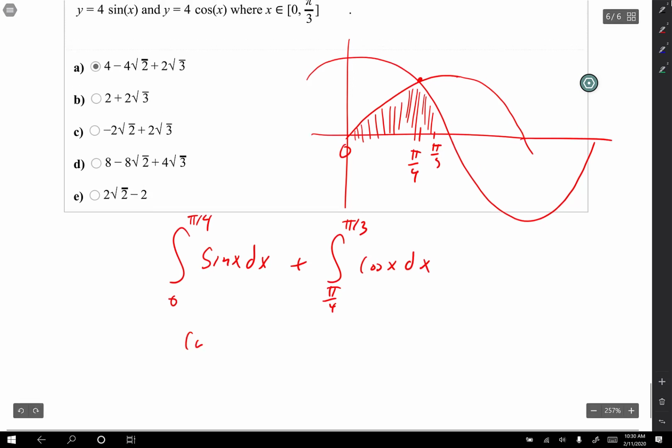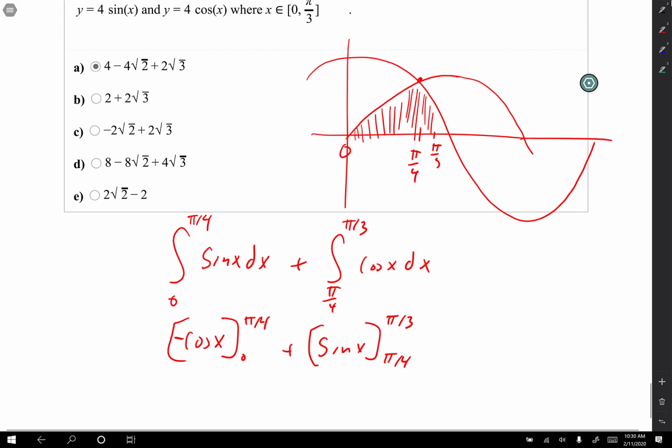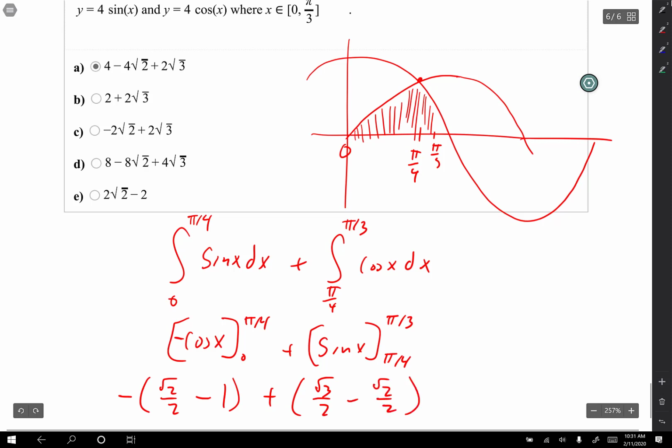So the antiderivative of sine is negative cosine, 0 to pi over 4, plus the antiderivative of cosine is sine, pi over 4 to pi over 3. So here we go. Cosine of pi over 4 is square root of 2 over 2. I'm going to factor out the negative. Square root of 2 over 2, and then minus cosine of 0 is 1. Plus sine of pi over 3 is square root of 3 over 2. Minus square root of 2 over 2.